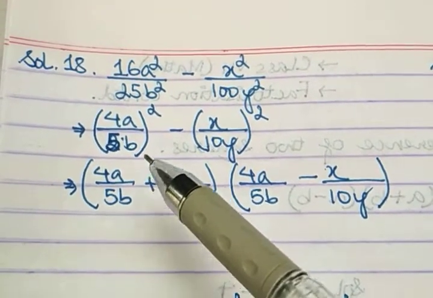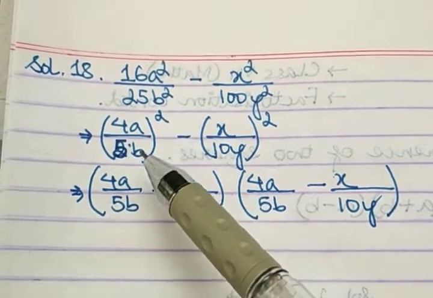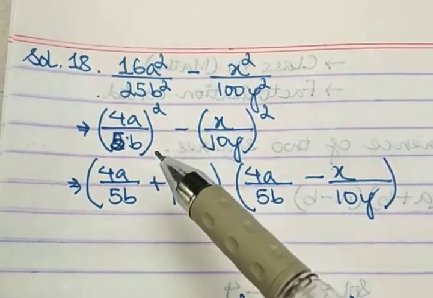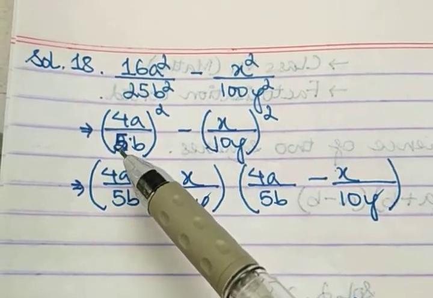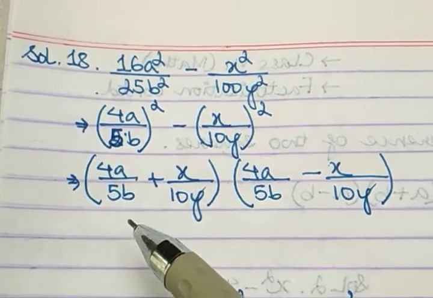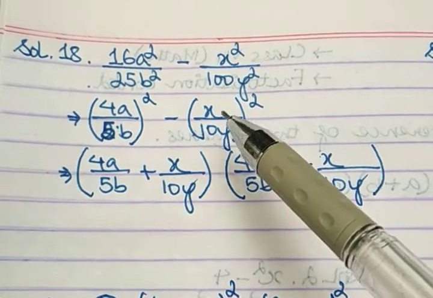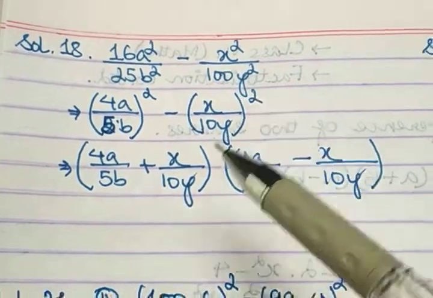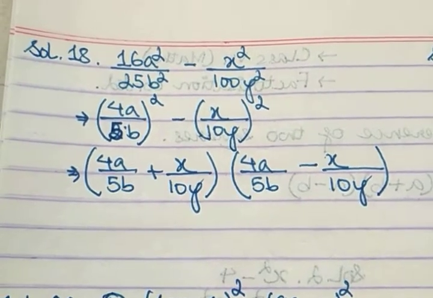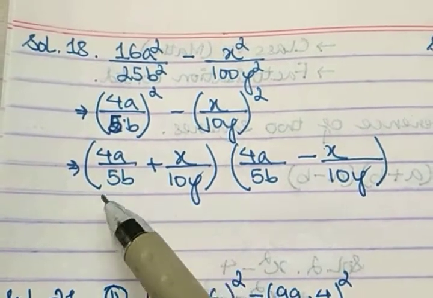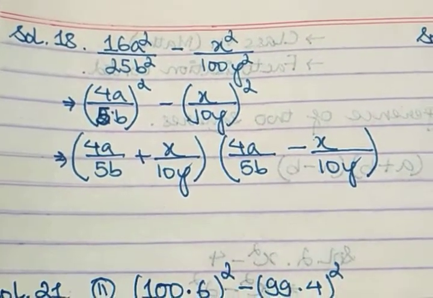Okay, so how to cross check it? The square belongs to all the terms inside the bracket. So 4 square is 16, a square in the numerator; in the denominator, 5 square is 25, b square. Again, the second term in the numerator, x square, 10 square is 100, y square. Now since we have got it in the form of a square minus b square, it's a simple one again: a plus b into a minus b.